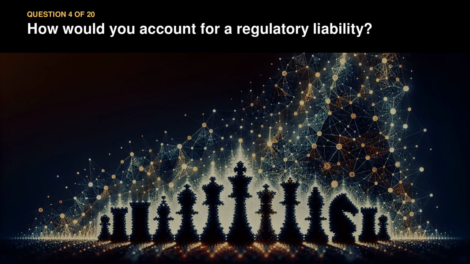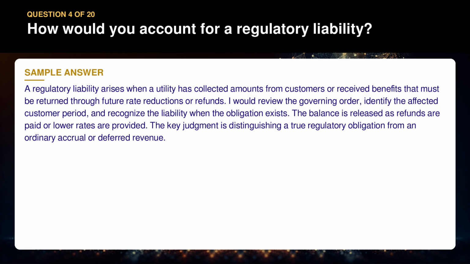Question 4. How would you account for a regulatory liability? A regulatory liability arises when a utility has collected amounts from customers or received benefits that must be returned through future rate reductions or refunds. I would review the governing order, identify the affected customer period, and recognize the liability when the obligation exists. The balance is released as refunds are paid or lower rates are provided.